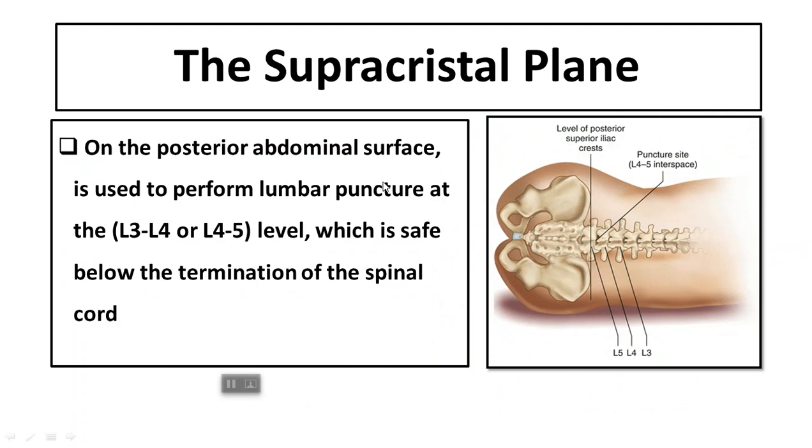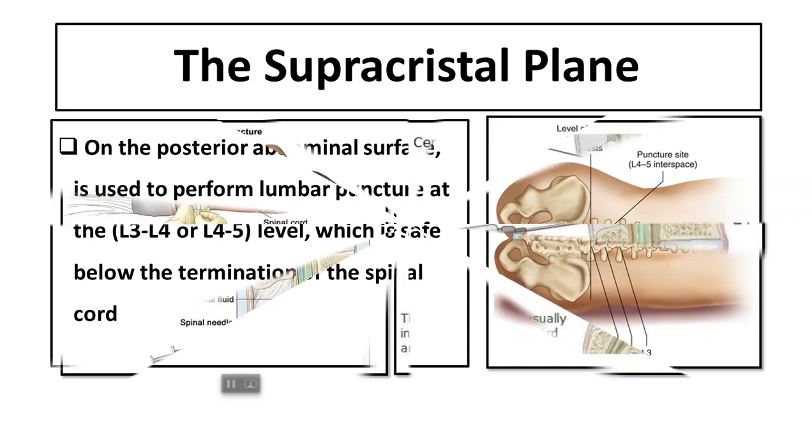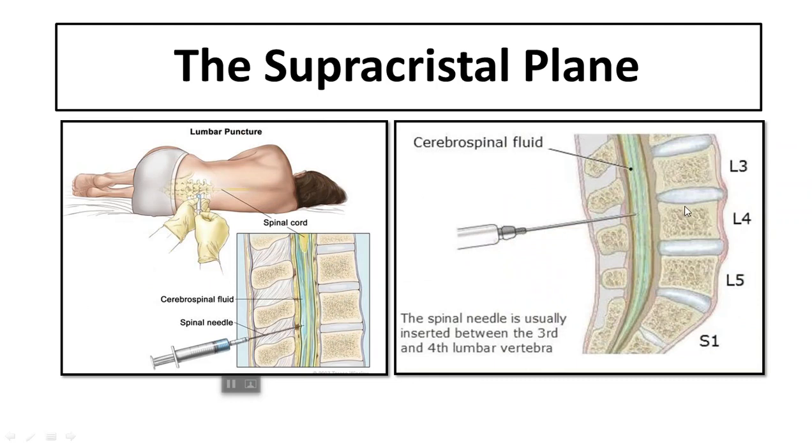The supracristal plane on the posterior abdominal surface. This is a posterior view. هذا هو supracristal plane. It is used to perform lumbar puncture. Lumbar puncture معناها عملية سحب السائل الشوكي. At the level of the L3, L4. ليش نختار L3, L4 or L4, L5? In between them, which is safe below the termination of the spinal cord. لأنه احنا قلنا the spinal cord will end at the level of the transpyloric plane at the level of L1. Here in between L3, L4 or L4, L5 we can pass a needle to the spinal canal to draw a sample of cerebrospinal fluid.